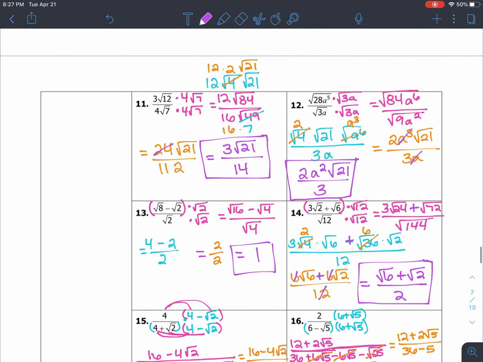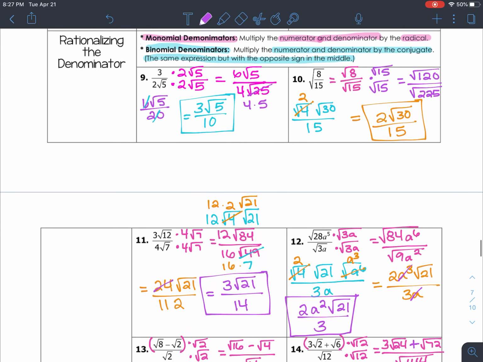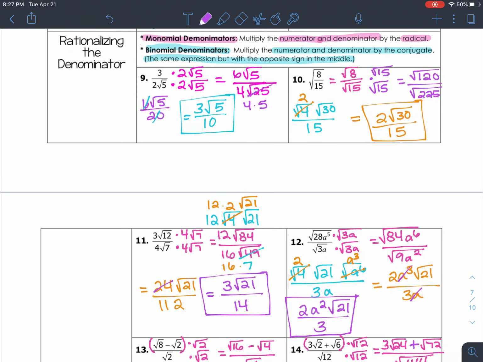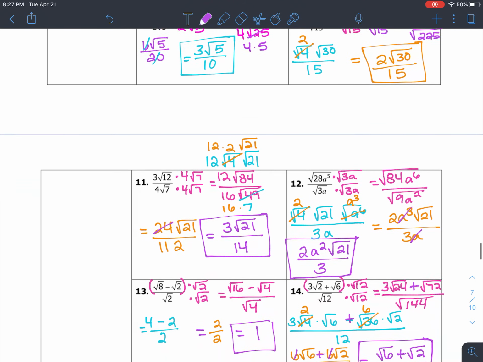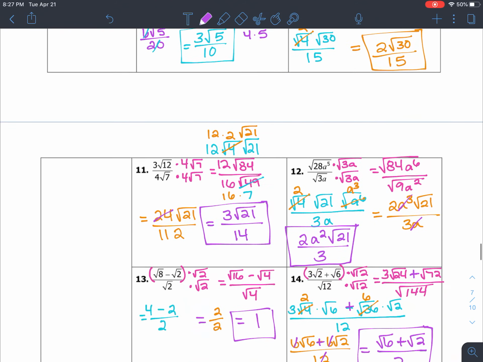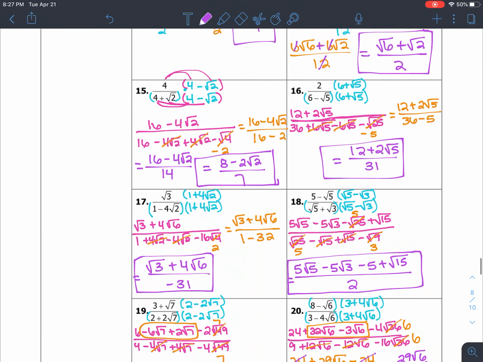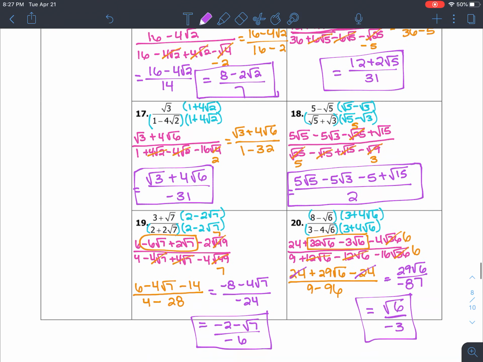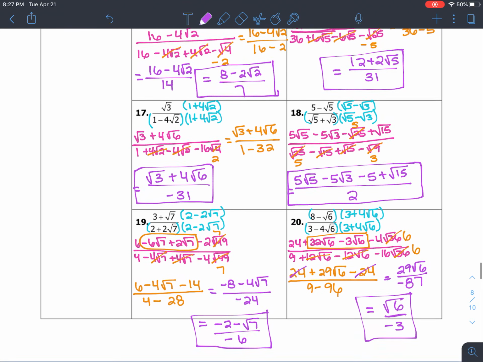And that's where I'll stop for today. I will post your assignment under today's assignment. And if you have any questions, please reach out to me. There'll be problems just like this where you'll have to rationalize the monomial denominators and with binomial denominators. So watch out for both of those.